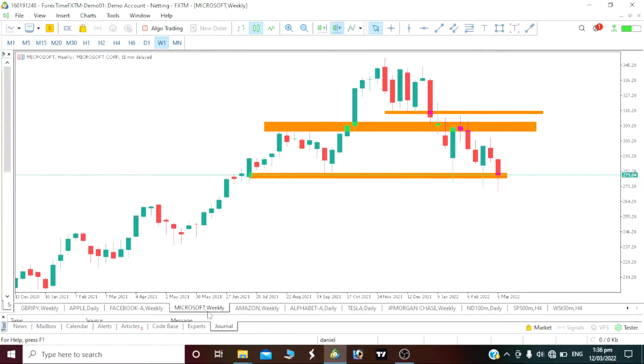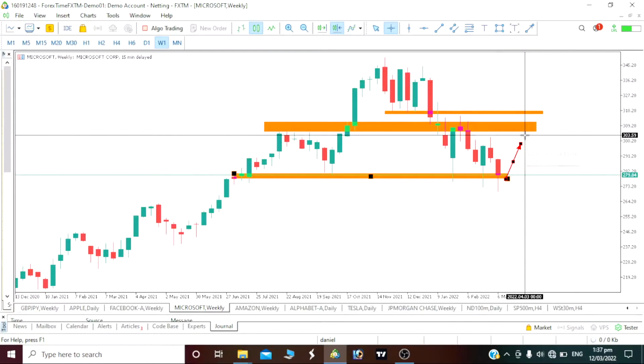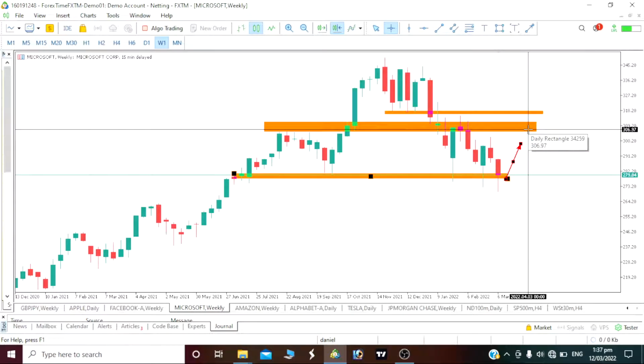On our Microsoft, this week we should actually be looking for a buy position. As you can see, our price has rejected to this area. It has rejected here and pushed up. It has rejected here multiple times, so we should be taking our push up to this area, or this area. So we should be taking our push up to this 297 or to our area of 306. This is exactly what we should be aiming for on our weekly Microsoft.